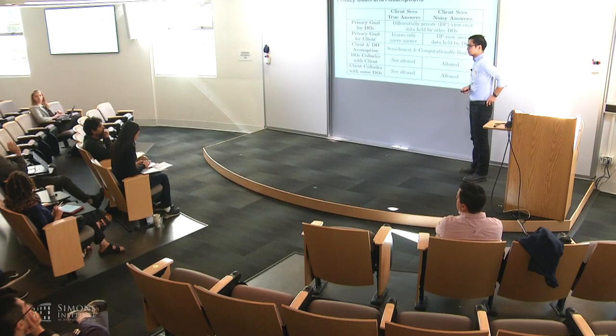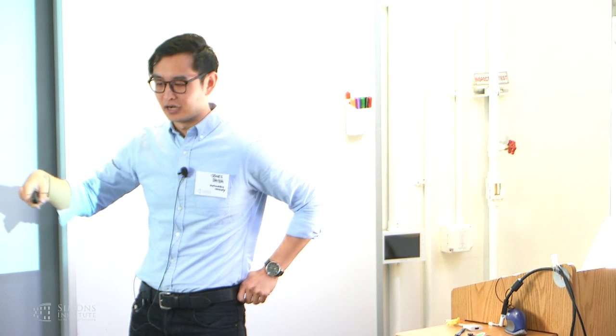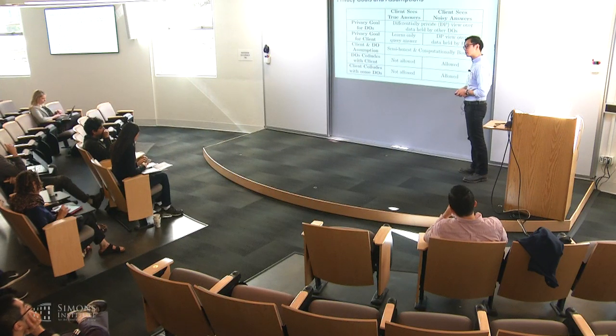How should I think about these two columns? Do they exist in parallel? Are you making a decision? Do we move from one to the other depending on what the client does? Yeah, in the way we build the system, it's up to whoever, the database administrator, to say whether we're releasing true results or noisy answers. You shouldn't be flipping back and forth between these too much. Within a client, or what does flipping back and forth mean?